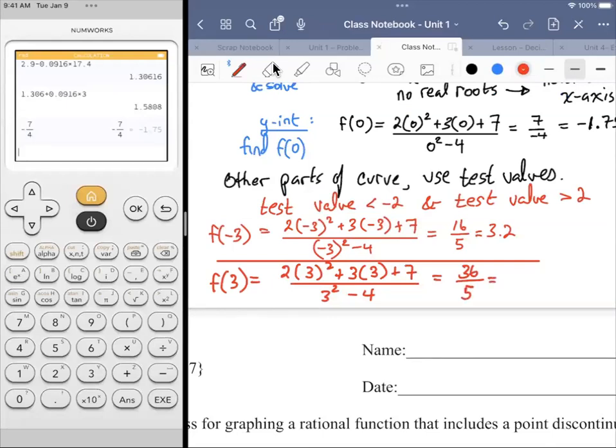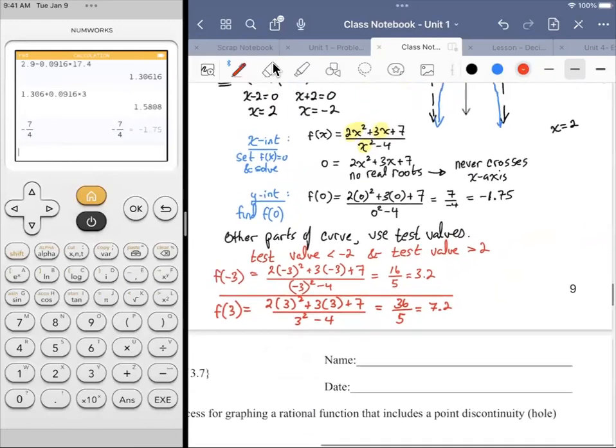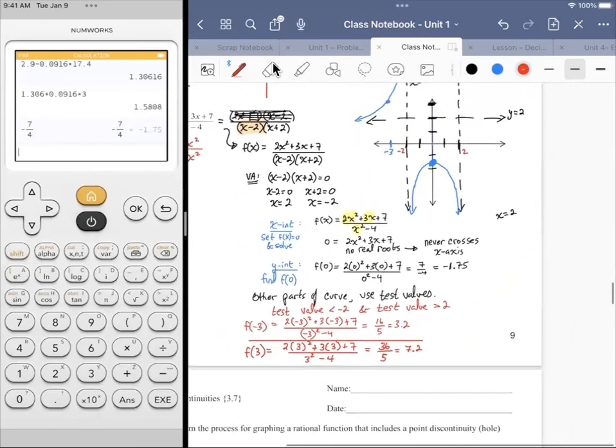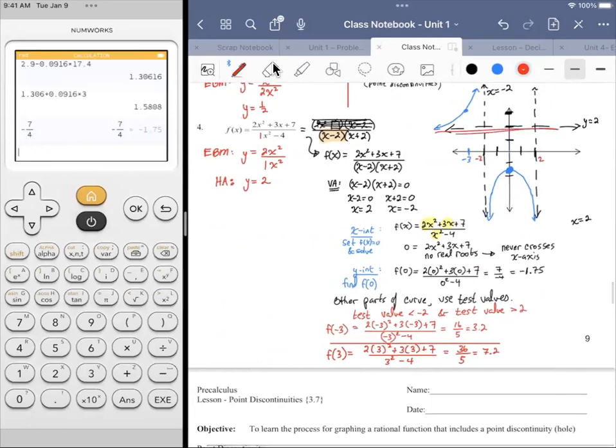So that's 7 and 1/5, so 7.2. All right. What we want to be able to do is just determine, am I living above or below this horizontal asymptote? Any number that's bigger than 2 is going to put you above it. Anything that's less than 2 is going to put you below it.